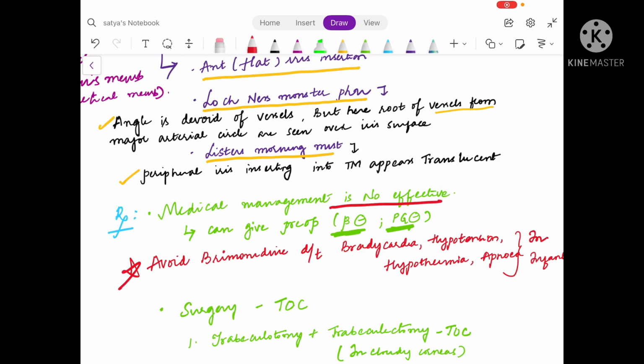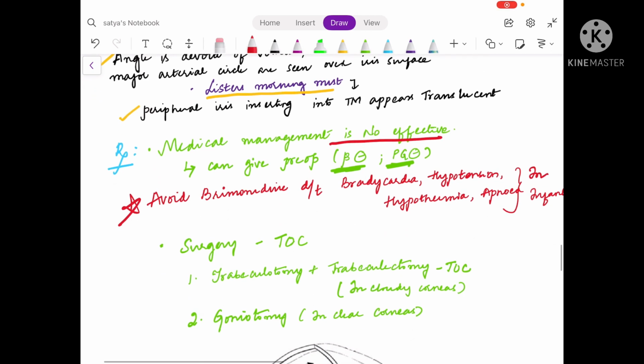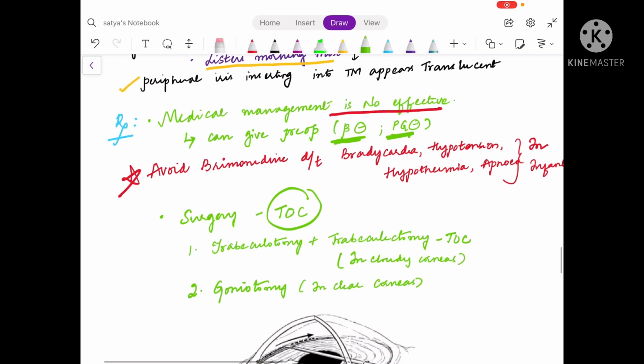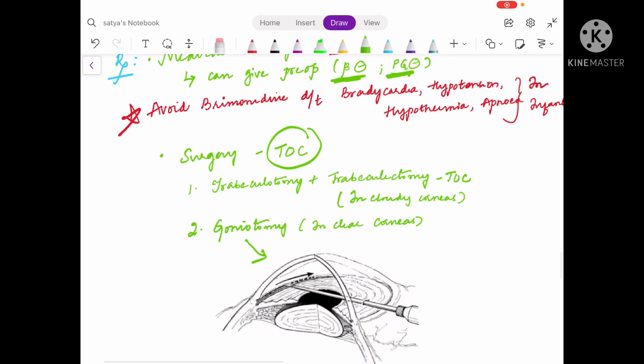Okay. Now surgery is the treatment of choice here. Trabeculectomy and trabeculotomy is the treatment of choice in cloudy corneas, whereas goniotomy is the treatment of choice in clear corneas. In goniotomy, under direct gonioscopic visualization, so here in this picture you can see the cornea is clear.